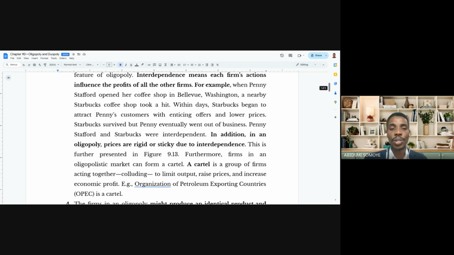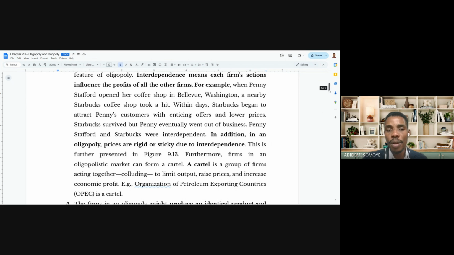In addition, in an oligopoly, prices are rigid or sticky due to interdependence. Since one firm's decision can affect another, we have a situation of sticky prices, or price rigidity. The concept of price rigidity will be explained with the kinked demand curve. We'll take a look at that, and this is further presented in figure 9.13.